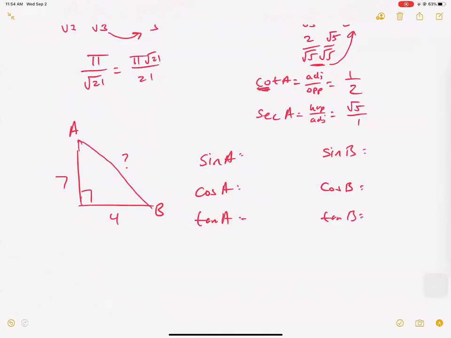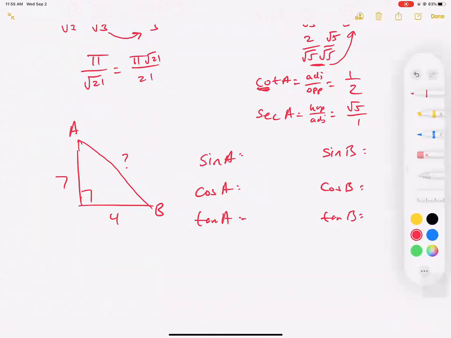All right. So great. Sine is opposite over hypotenuse. Now let's see. Do we know what opposite is? Opposite of A is 4. This is opposite. And this is my hypotenuse because of the right angle. And 7 is my adjacent, adjacent to A.